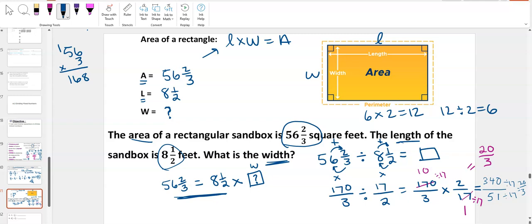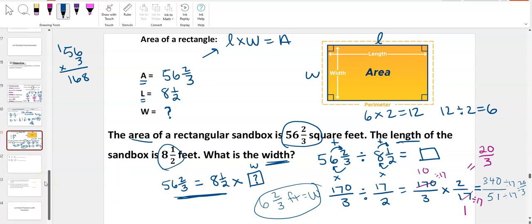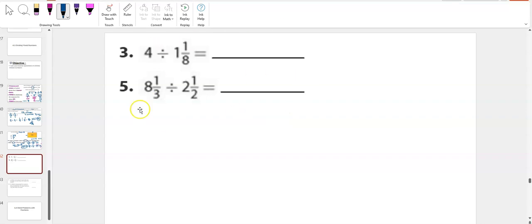Okay, so I've got 20 over 3, and now I can turn that into a mixed number. 3 goes into 20 6 times with 2 thirds left over. So 6 2/3 feet is going to be my width. Okay. So we've done a couple word problems. Let's just practice on our own these. Okay, so take a minute and practice dividing. Keep, flip, change, turn them into improper fractions first. Okay, then come back and see if you got them right.